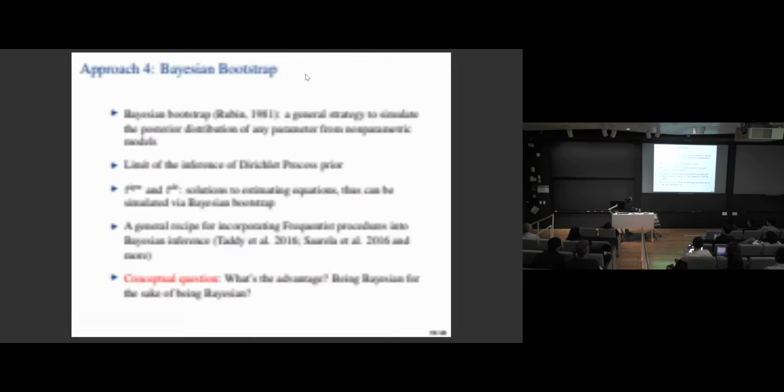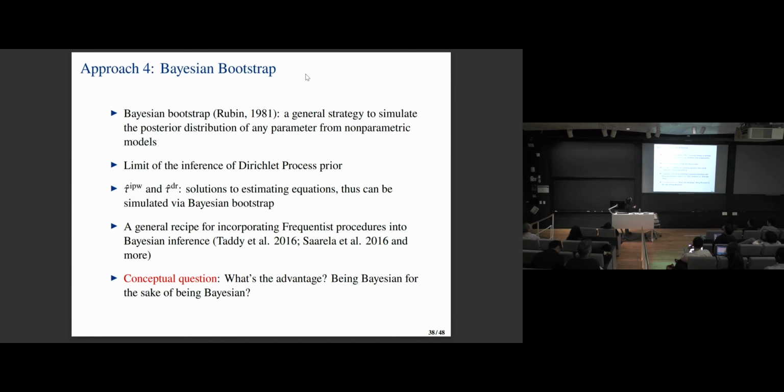Some people are. So the last one is also a strange approach. It's not strange, it's almost like, why? So, Bayesian bootstrap. How many of you know Bayesian bootstrap? You all know bootstrap. Bayesian bootstrap is a paper by Rubin in '81.